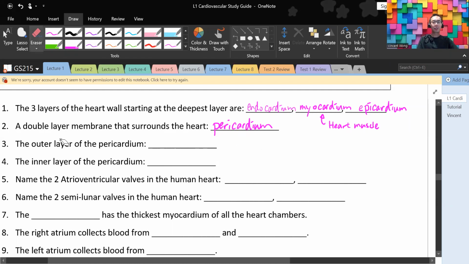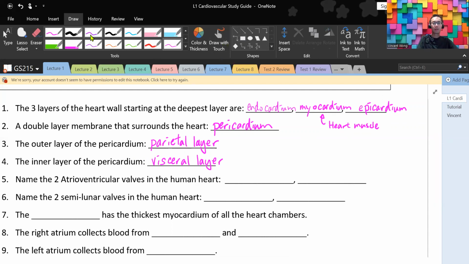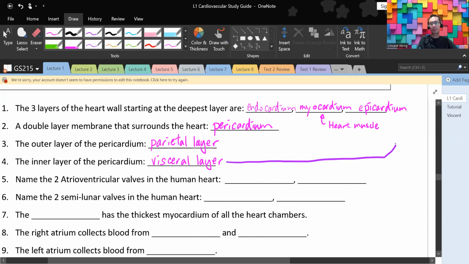The pericardium has two layers. It has the outer layer, which is called the parietal layer. Okay. And then the inner layer, which is the layer that is continuous with the epicardium, that's the visceral layer. Okay, so these two are continuous.